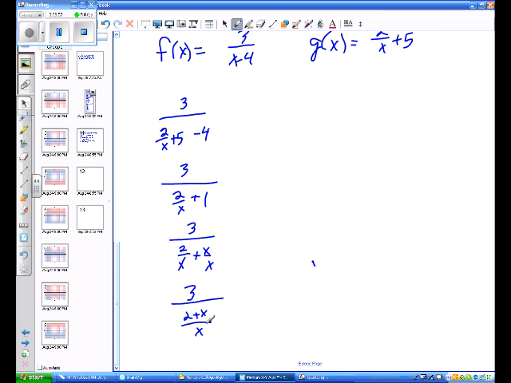Now we know to divide by a fraction, we multiply by the reciprocal, so that's 3 times x over (2 plus x), which gives me 3x over (2 plus x). Now, I did not get x for an answer, so what that says is these are not inverses.